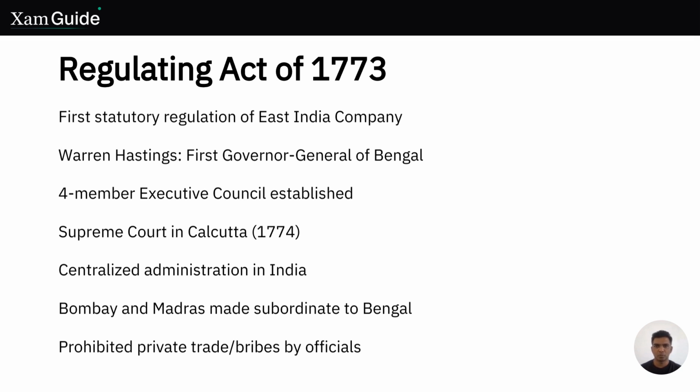Company officials were prohibited from engaging in private trade or accepting bribes, which was a good thing considering how much corruption there was. The Court of Directors had to report on revenue, civil, and military affairs to the British government. And Bombay and Madras presidencies were made subordinate to Bengal's Governor General.